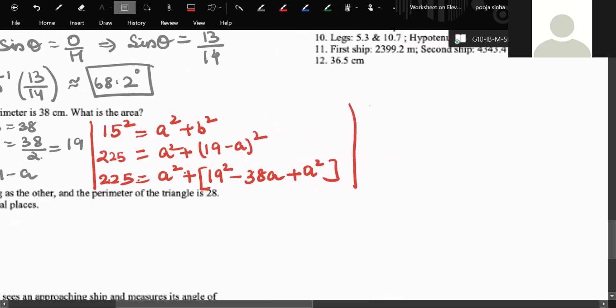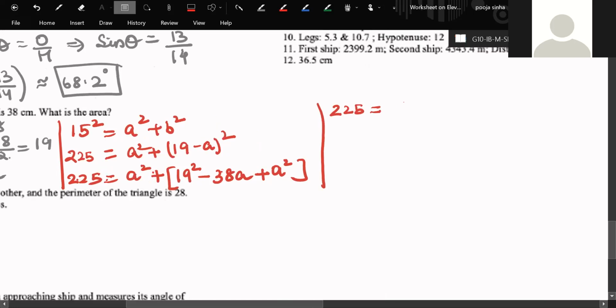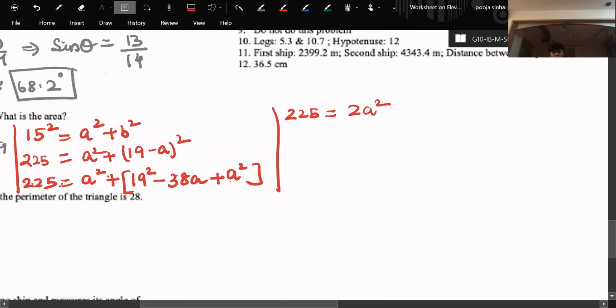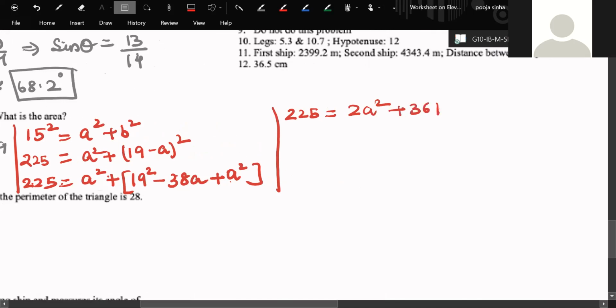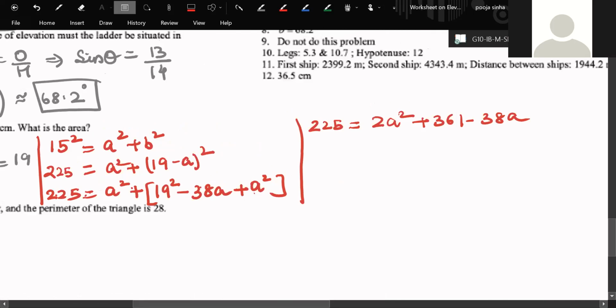Okay, now after this, it becomes 225 is equal to, I'll open the bracket now, A square and this A square becomes 2A square, right? 19 square becomes 19 into 19 is 361 minus 38A. Okay. All right. Now what do we do? Miss, this is like a quadratic equation. 2A square minus 38A plus 361 minus 225 is equal to 0.